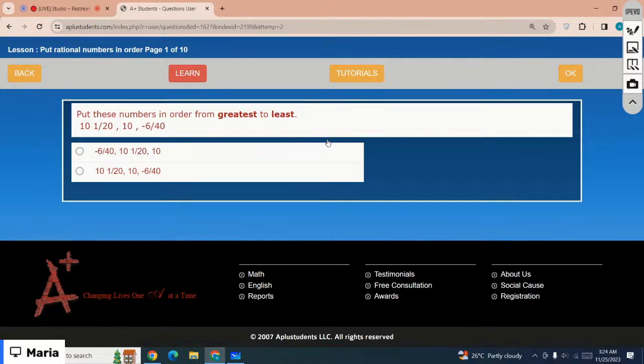So, the first one is 10 whole 1 over 20, then you have 10. The last one is negative 6 over 40. That would be the smallest one, right? That would be the last one because you need to arrange from greatest to least. So the greatest one is 10 whole 1 over 20, then you have 10 and then you have negative 6 over 40. Option number 2 is the correct option. 10 whole 1 over 20 is the greatest, then you have 10, and the least one is negative 6 over 40.